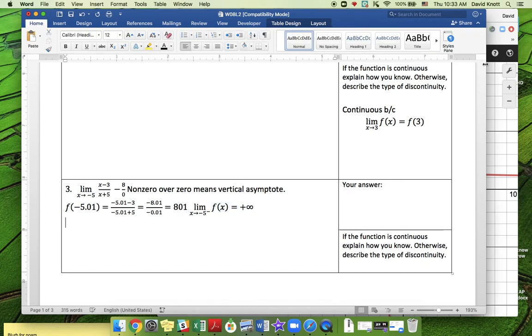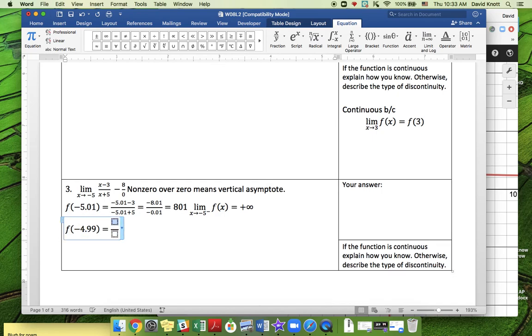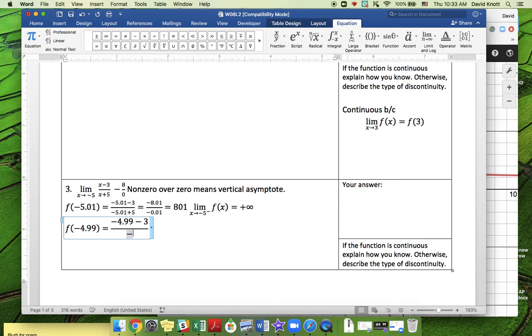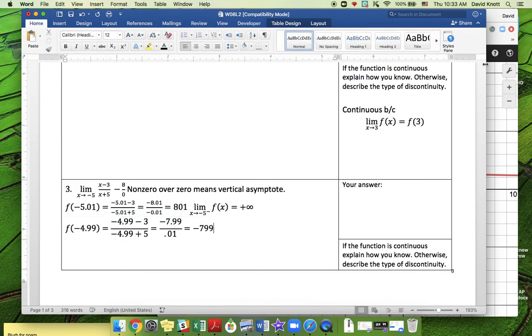Now, to see what's happening on the other side of the vertical asymptote, I plug in a value just to the right of negative 5, like negative 4.99. If I do that, I get negative 4.99 minus 3 over negative 4.99 plus 5, which gives me negative 7.99 over positive 0.01. This gives you negative 799. So that's a giant negative number, right?